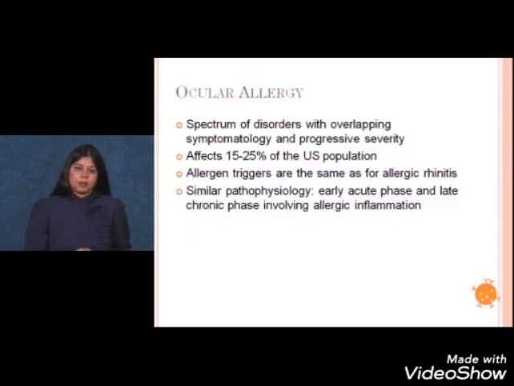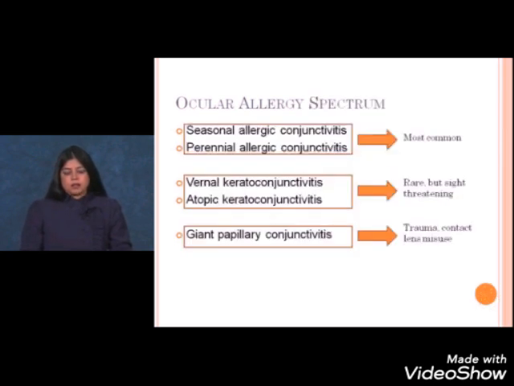Now, in terms of ocular allergy, I think this deserves a little bit of its own section because it is particularly bothersome in patients who do experience it. It's a spectrum of disorders with overlapping symptomatology and progressive severity, and it affects about 15 to 25% of the U.S. population. The triggers are the same as for allergic rhinitis, and the pathophysiology is the same as well. There's an acute phase and late chronic phase involving allergic inflammation. And so we break it up into the seasonal allergic conjunctivitis and the perennial allergic conjunctivitis.